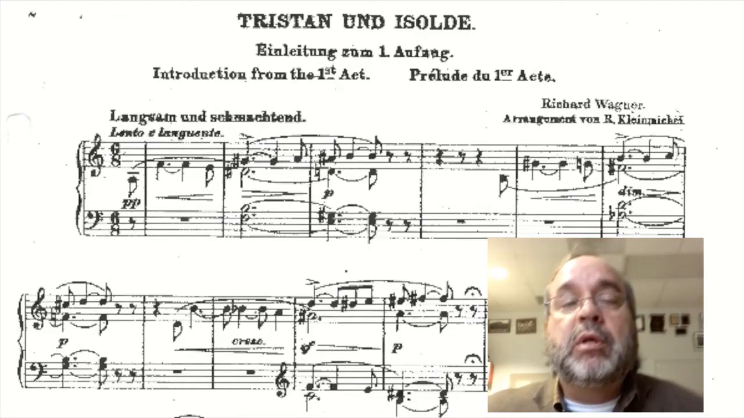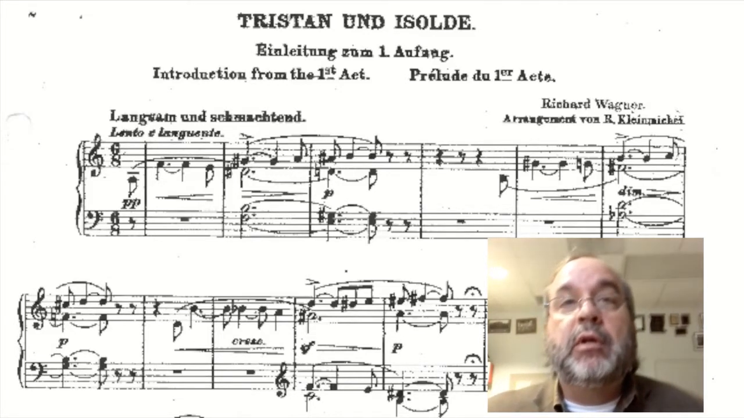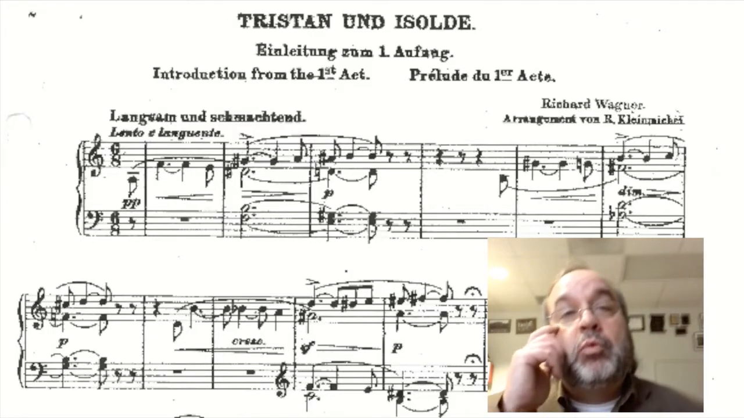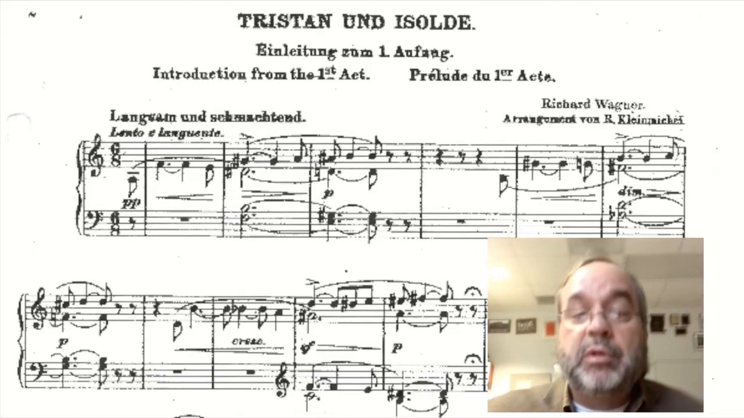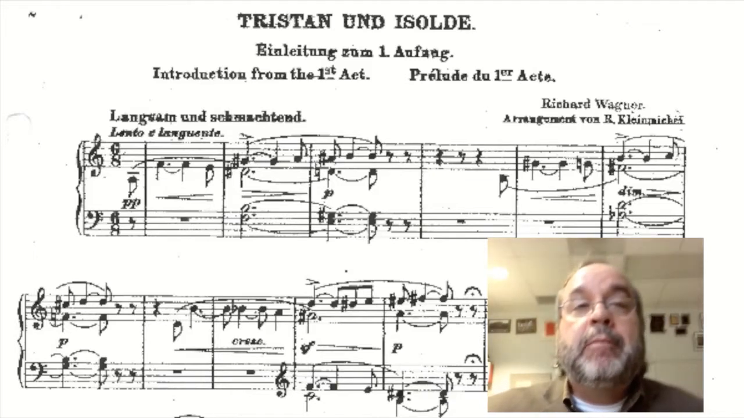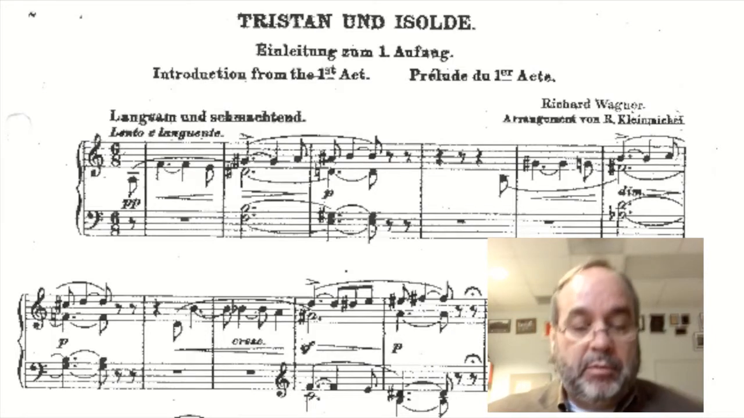So the Tristan chord itself occurs in the second full measure, the very, very beginning of the prelude. But we're going to play the first 11 bars or so to give some context. Of course, this is a piano reduction. This would have started with the cellos, and then the woodwinds coming in.